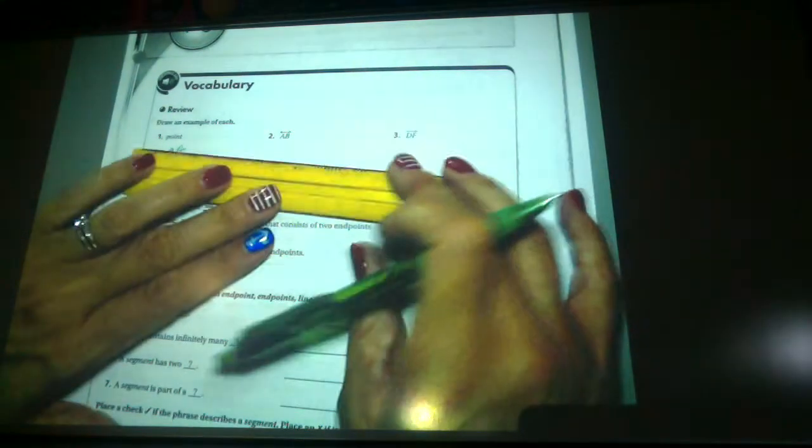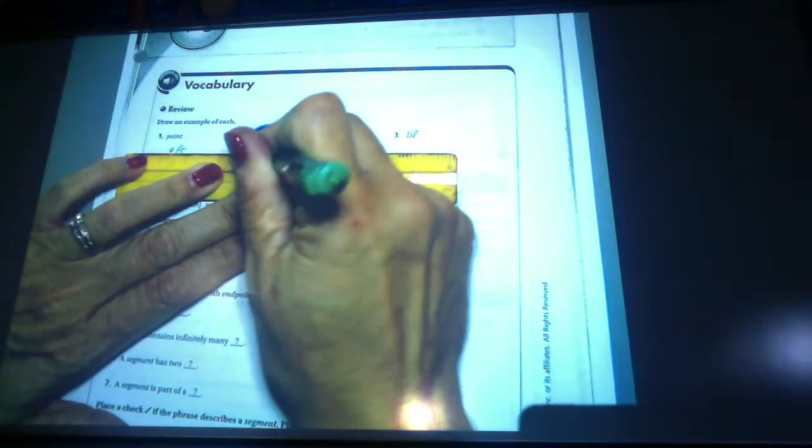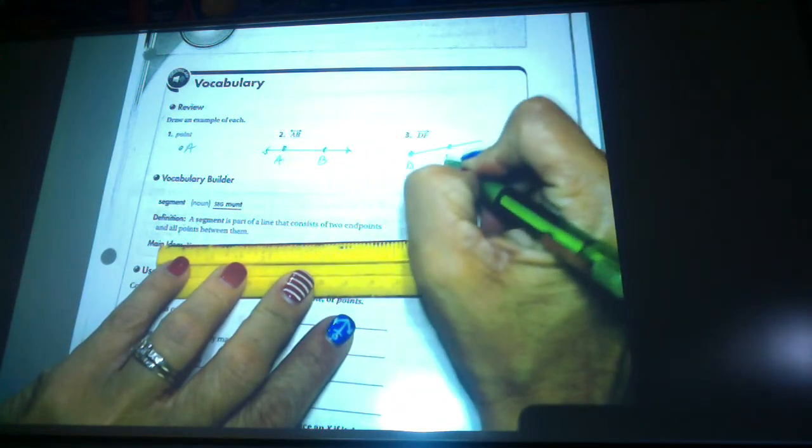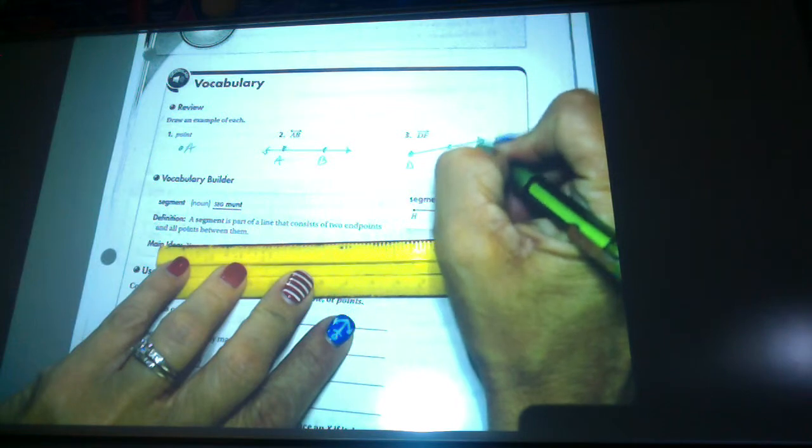And if you're going to draw a line, your line can go in whatever direction you want, but at a minimum, it has to have points A and B on this particular line. You can have more points than A and B on there, but you must have A and B. And then for your ray, this ray is saying that it must start at point D and go through F in some direction. So there's your ray.